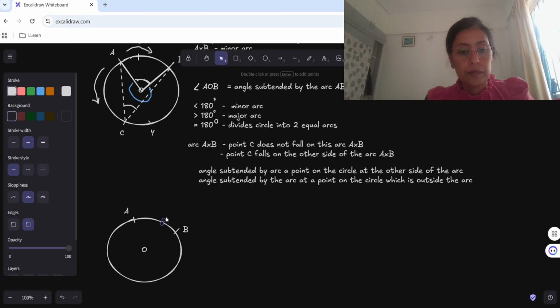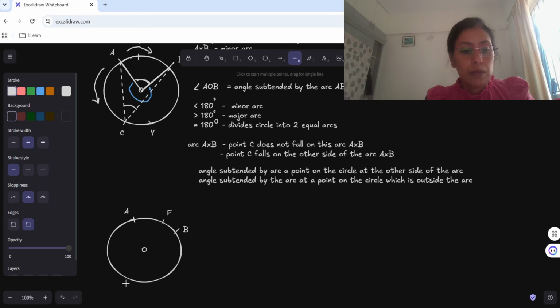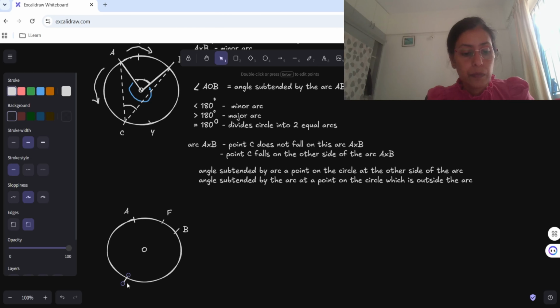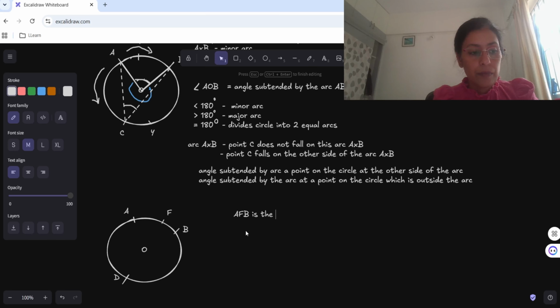This is the point F. I'll make a point on the other side. This is the point, we'll call it point D. Okay. So here AFB is the arc. What else? ACB is the angle.